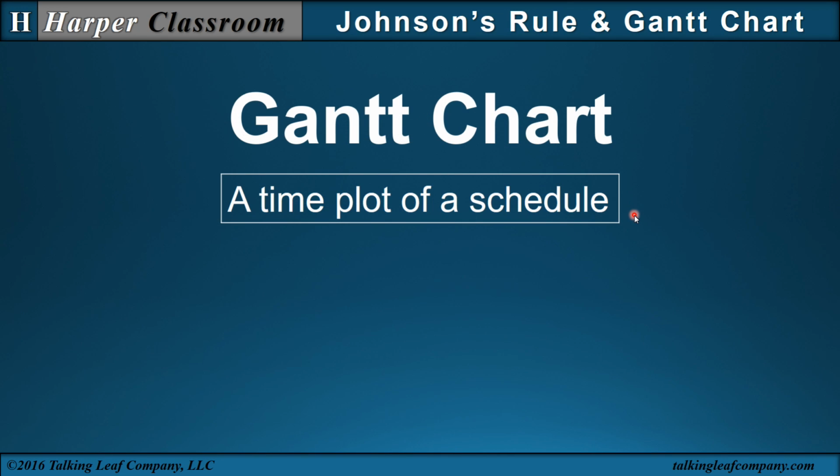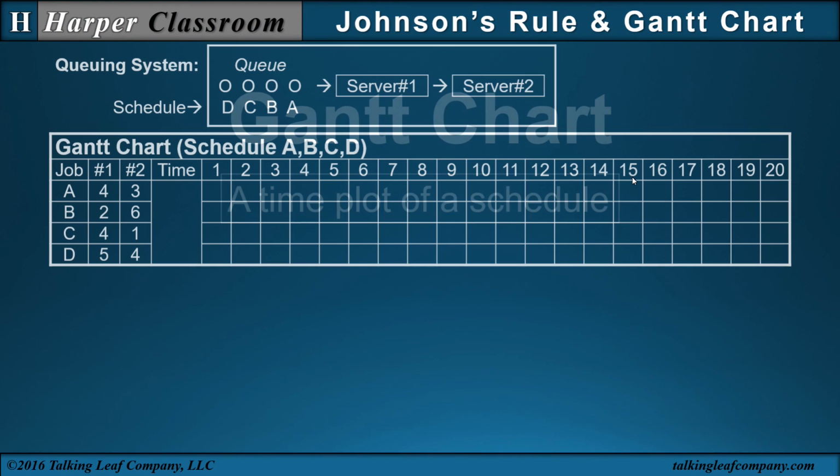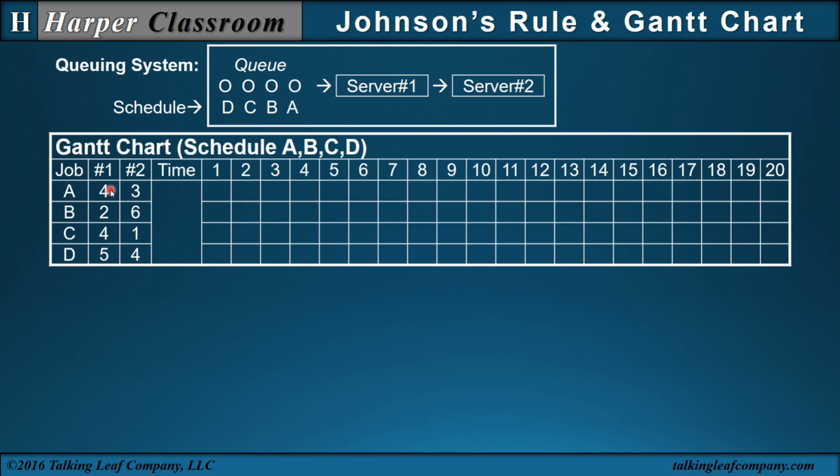Now let's look at the Gantt chart. A Gantt chart is a time plot of a schedule. So let's plot the schedule ABCD on the Gantt chart. So the schedule ABCD will be processed on server 1 and server 2 in series, where the processing times for server 1 is listed here, the processing time for server 2 is here, for ABCD in that order.